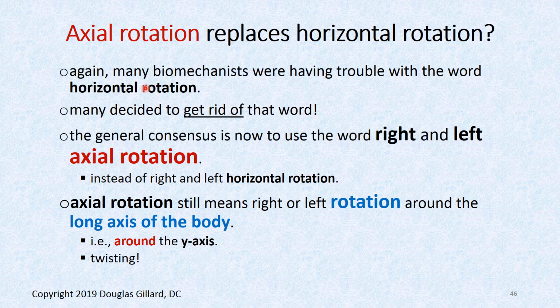But anyway, digressing again. So many biomechanics are having trouble with the word horizontal rotation. They're forgetting, is it a coronal rotation? Do we look from overhead? So they just got rid of it, or they're trying to get rid of the word, and now they say right and left axial rotation, and that's twisting around the y-axis is what that means. Okay, so axial rotation still means rotation around the long axis of the body. Basically around the y-axis. It's just twisting.